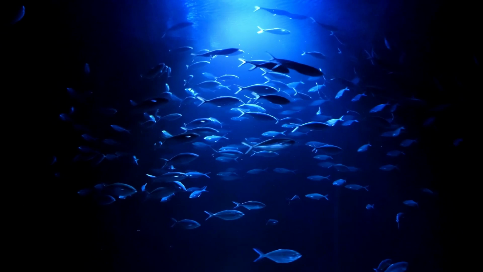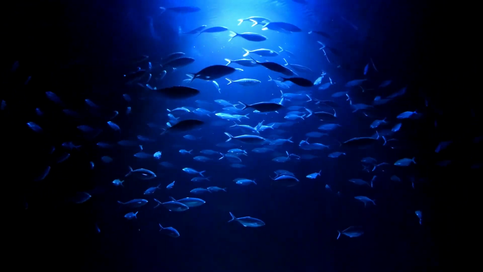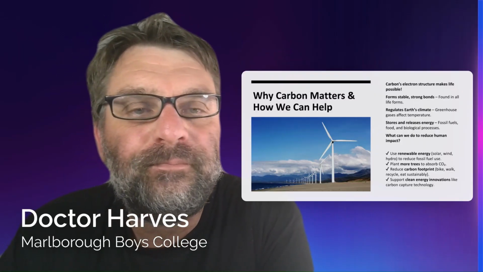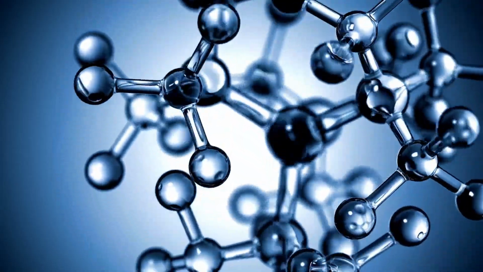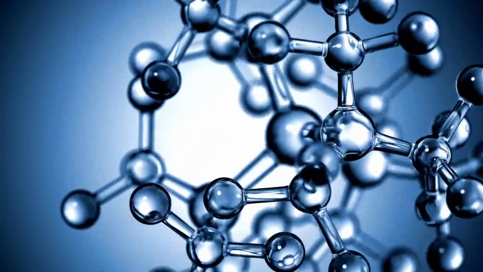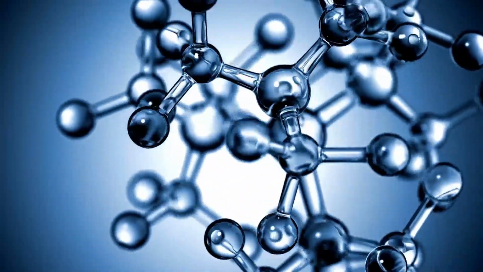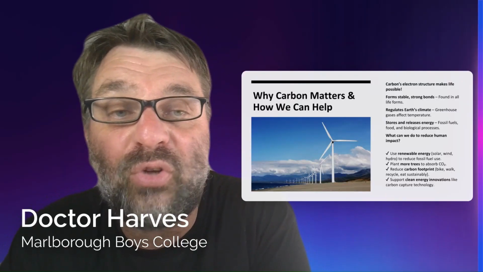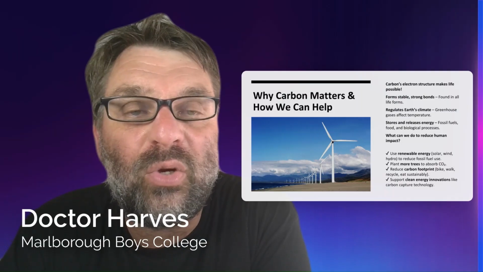So what does this all mean, and how can we help? Carbon's electron structure, those 4 outer electrons, make it all possible. They form strong, stable bonds, and 4 of them. Carbon dioxide levels regulate the Earth's climate in terms of temperature through the greenhouse effect. Fossil fuels store and release energy, and that's also important, because sugar also releases energy for you when you have food, and it's broken down through respiration, so that's also critical.